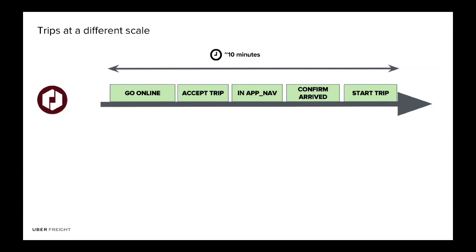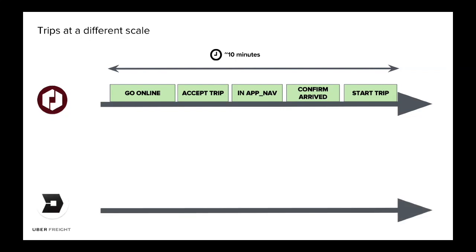Then once again, he will have to perform two manual actions on his phone: confirm arrival, which is what ultimately triggers the SMS to the rider letting him know the driver has arrived, and then start the trip. This keeps the user engaged during this short period of time, on average about 10 minutes. So there's no reason for the user to stop using the app and turn the screen off.